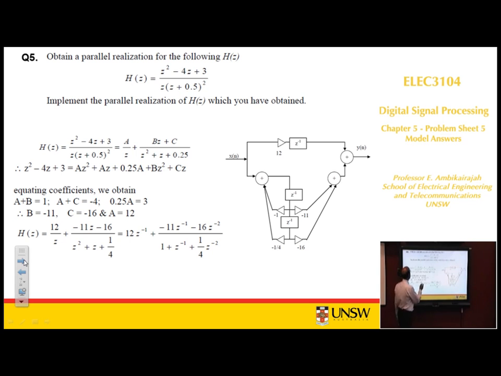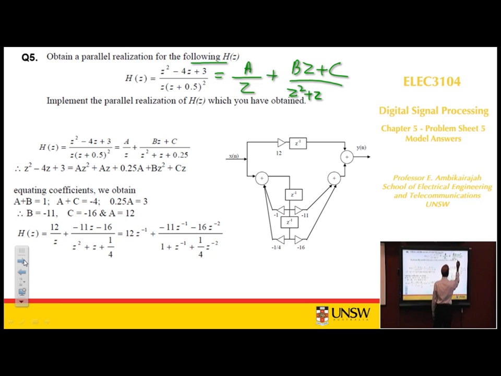Next question: obtain a parallel realization for the following set. So we need to do a parallel realization. This can be split into A over Z plus BZ plus C over Z squared plus Z plus 0.25, since this is a square, so you expand it. That's your partial fraction, because parallel always means partial fraction. This is your transfer function, A over Z, and because this is second order, you put a first order there. That's your partial fraction technique.